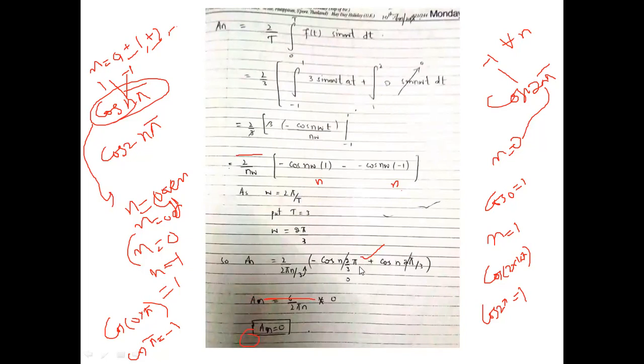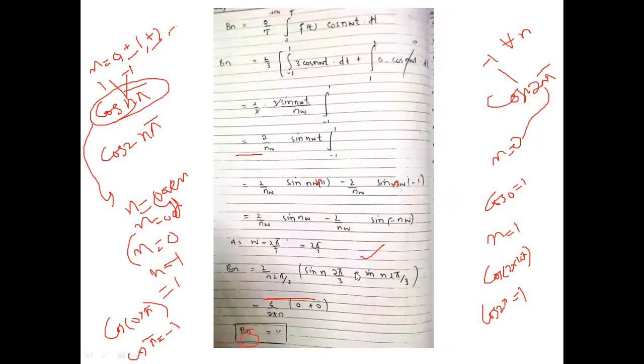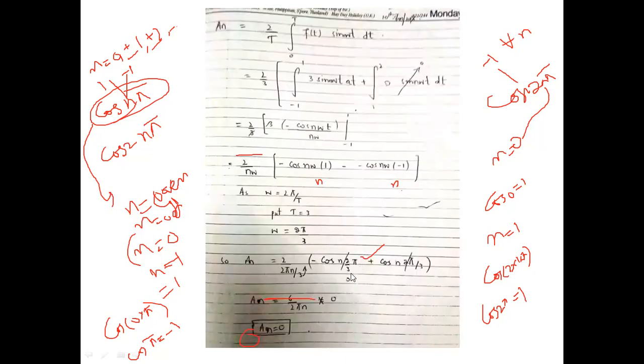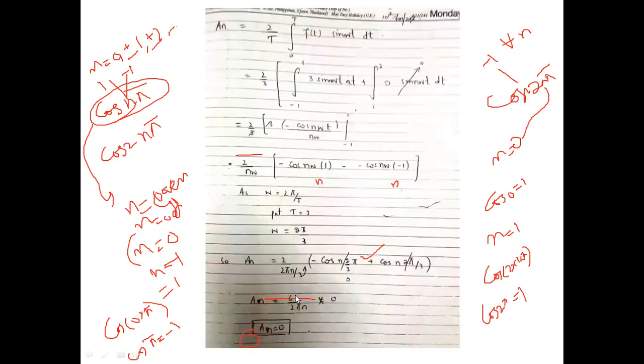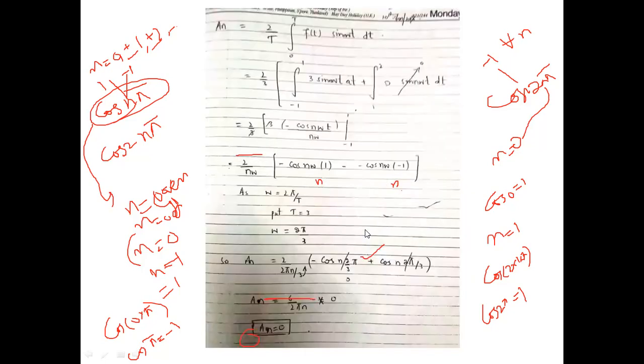And for all values of n, cos n 2 pi by 3 and cos 2n pi by 3, the value of this is equal to 0, so an is equal to 0. Now bn is again 0. After all the process, it means we have only a dc term, we don't have any sine or cosine term.